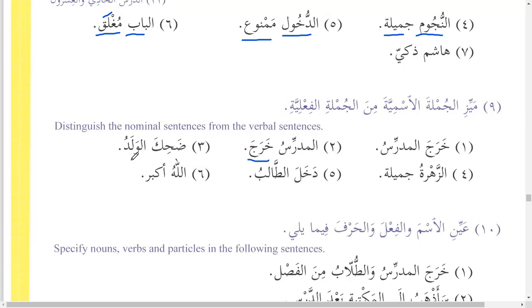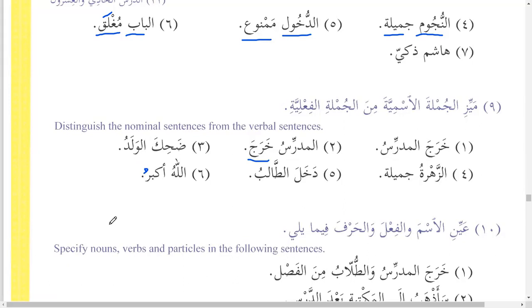The boy laughed. Verbal or nominal? Verbal. Why is that? Because it starts with the verb. Dahika is a verb. Okay. Az-zahratu jamilatun. The flower is beautiful. Nominal sentence. Dakhala at-talibu. The student entered. Verbal sentence, jumlatul fi'liya. Okay. Allahu akbaru. Excellent. Nominal, jumlatul ismiya. How will we translate it? Allah is great. Allah is the greatest.